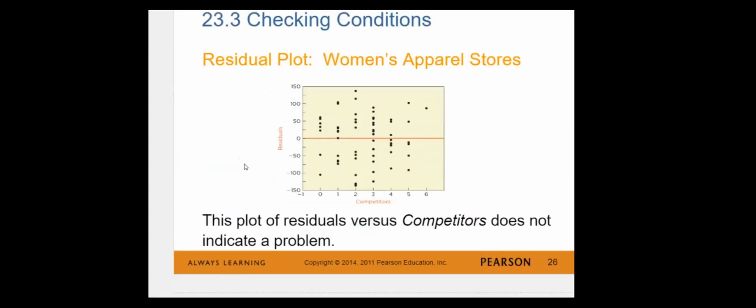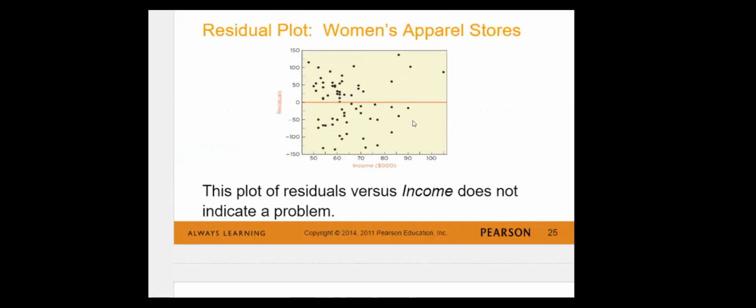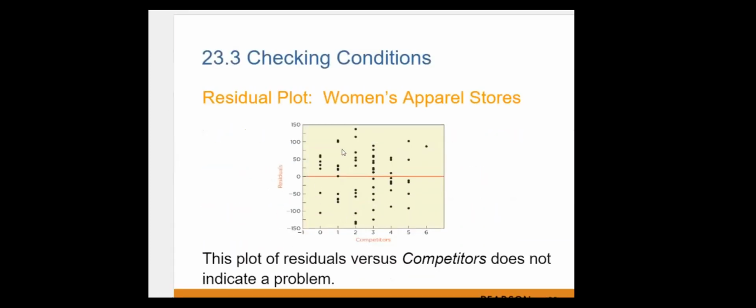How about for competitors? You can see that residuals are nicely and randomly spread around this horizontal line, symmetrically on top and bottom of the line. This plot of residuals versus competitors does not indicate any problem. So we don't have a variation problem, we have similar variances here and also here, and we don't have any patterns.